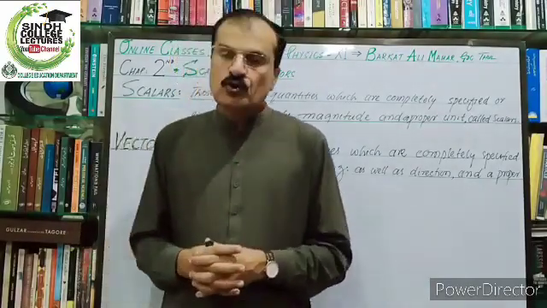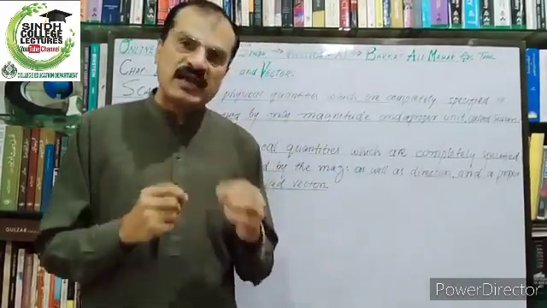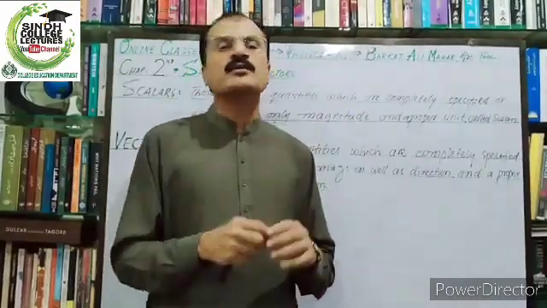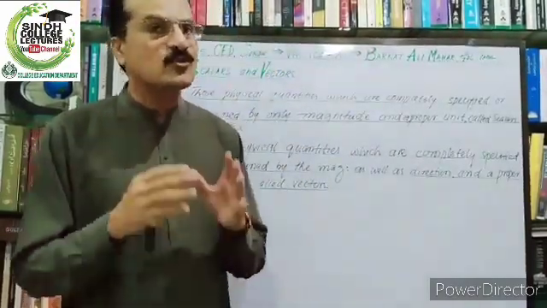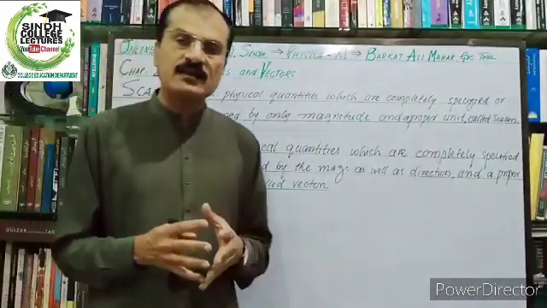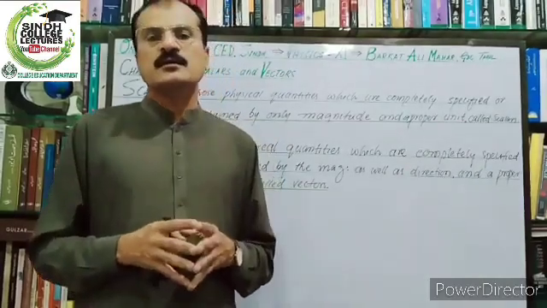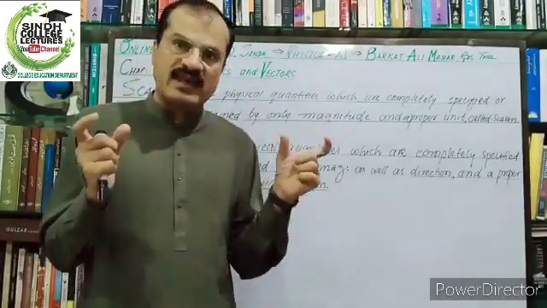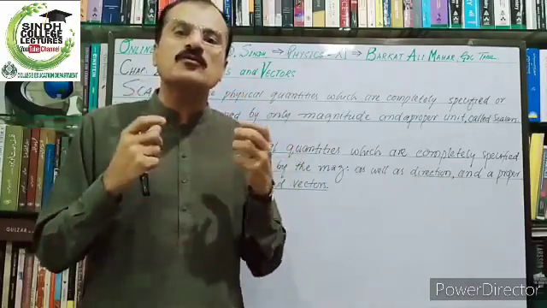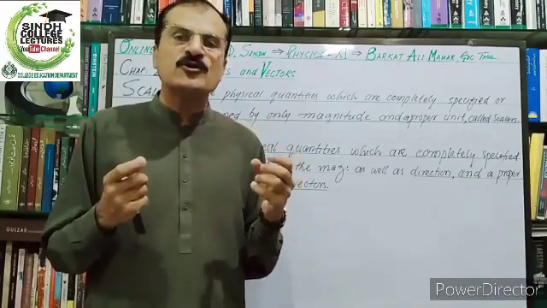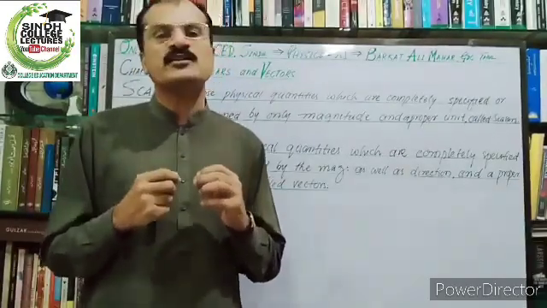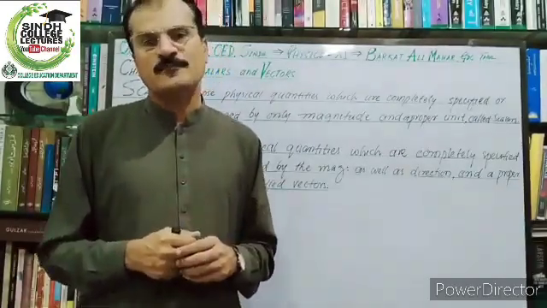Let's see. We are going to explain first the scalars, or scalar quantities, and after that we will explain vectors, or vector quantities. So let's see what scalars are. By name it is clear: having only a scale. Scale means having only a numerical value, only magnitude. No particular direction is needed to explain this quantity; that is known as a scalar.